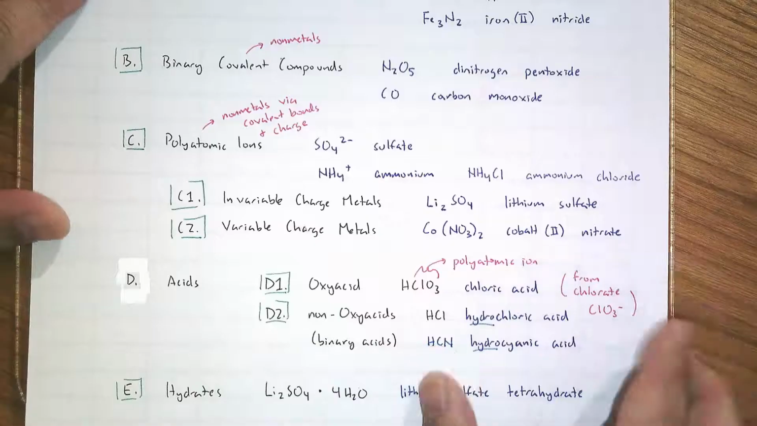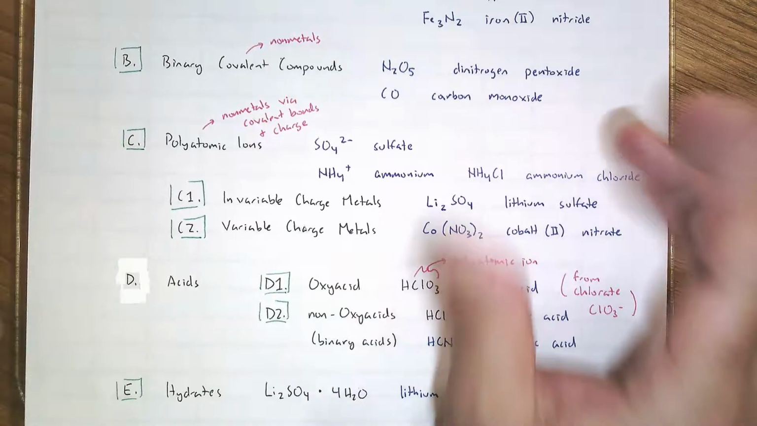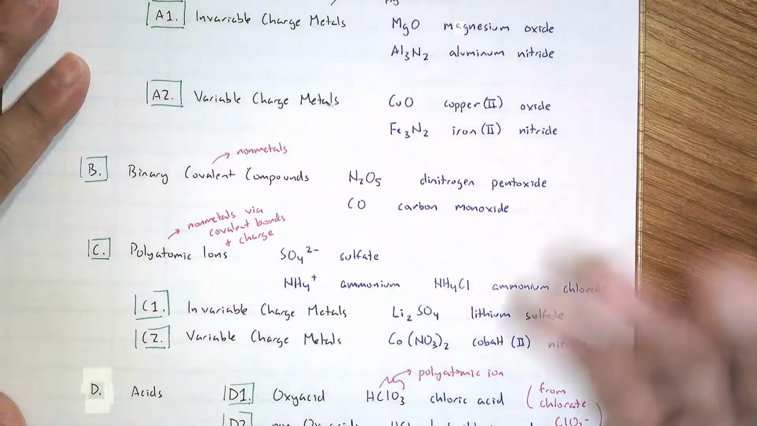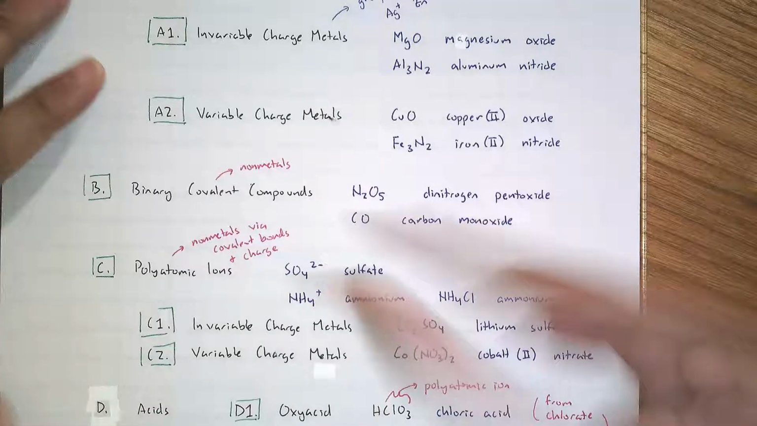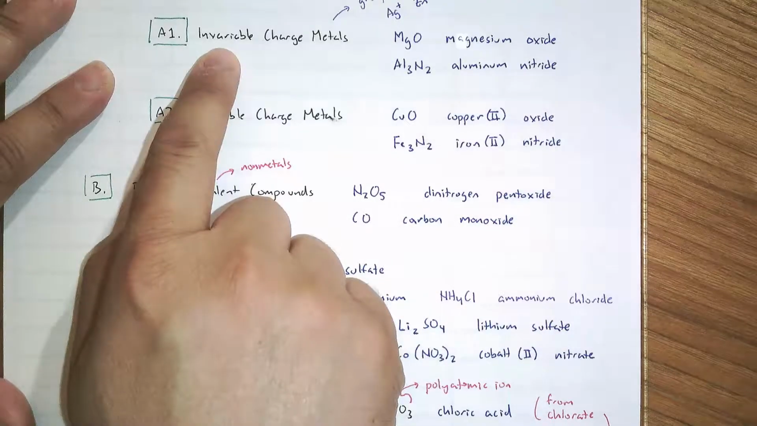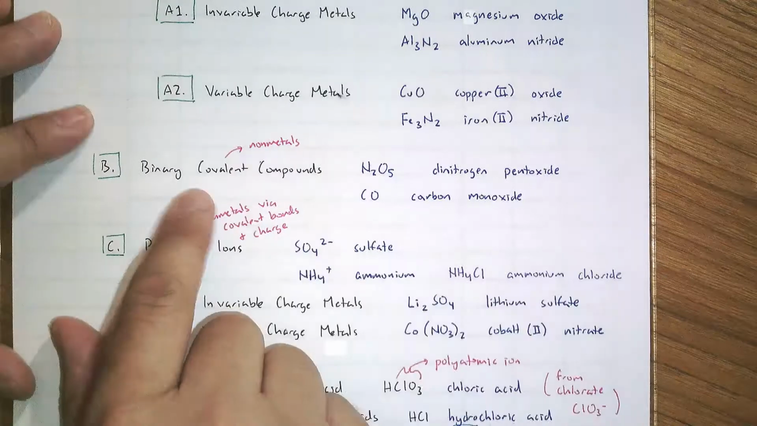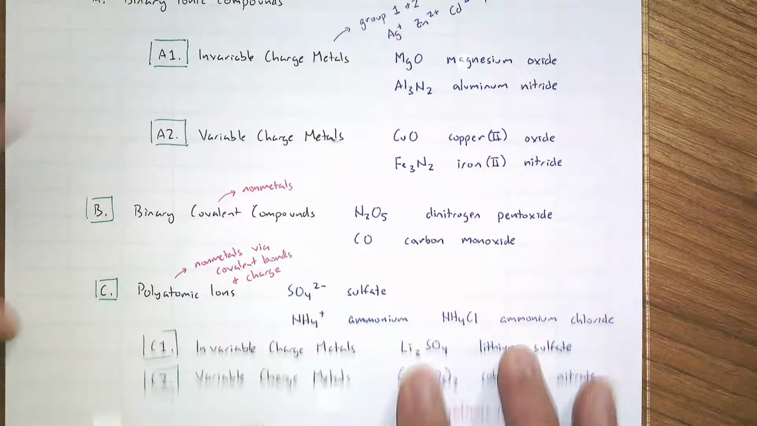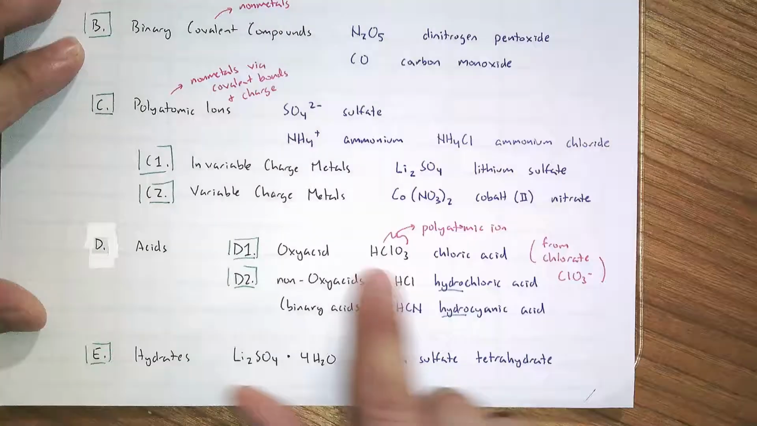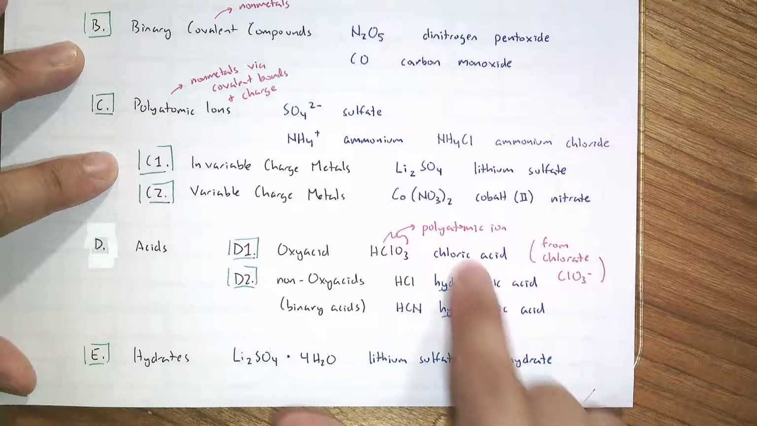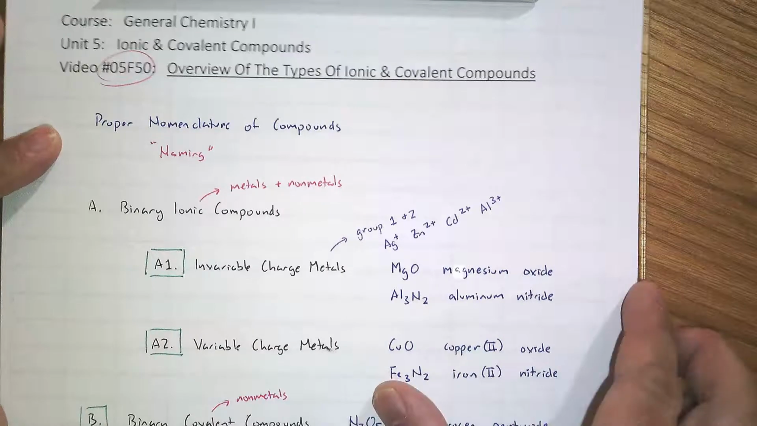Good luck. Again, I think you'll be able to name these compounds better if you can categorize them in your head. Know whether there's an invariable charge metal or a variable charge metal. Know whether it is binary covalent or binary ionic. Definitely know if you have acids, and then you can start using the rules that dictate these names. Okay. This is all part of the nomenclature of compounds.